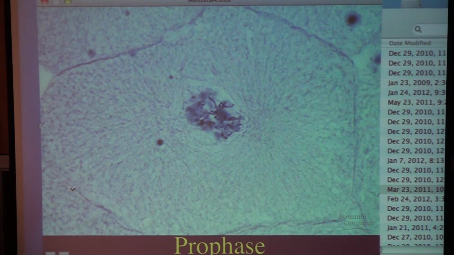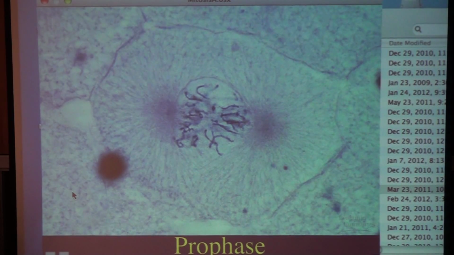Here's an animal cell in the first part of prophase. You can see the chromosomes just starting to condense there. And this is a little bit later on in prophase. The chromosomes are fully condensed, and you can see a centrosome here and a centrosome there. You can't really see the two centrioles that make up the centrosome, but they're in there somewhere. And you can see some spindle fibers starting to grow out of the centrosome.